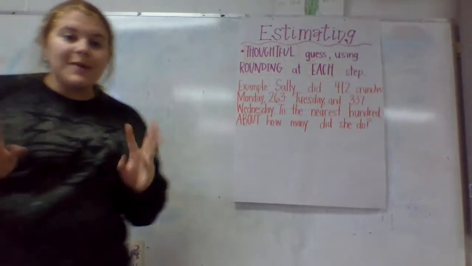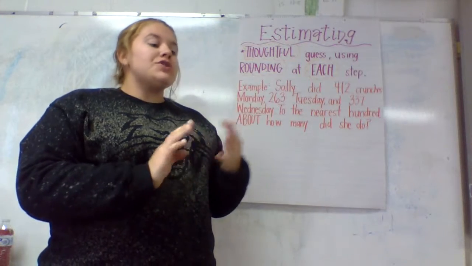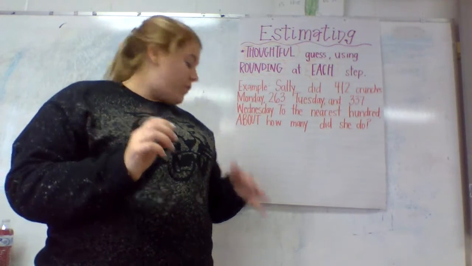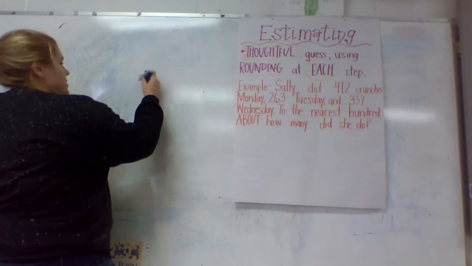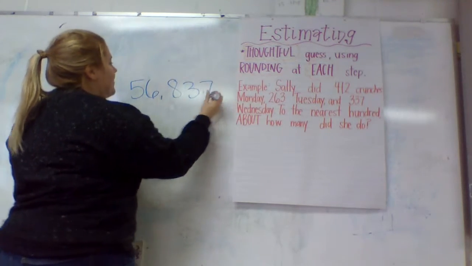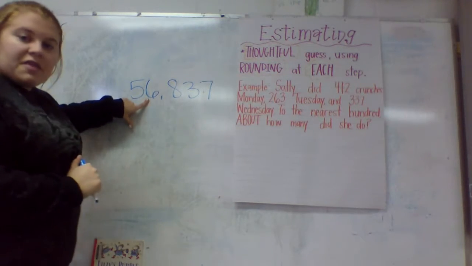So today we're going to talk about estimating. In your lesson, it's going to have you review rounding. When we round, we remember that we look for our target number. So if we do an example rounding problem, if I want to round 56,837 to the nearest thousands place, I look for my number in the thousands place.